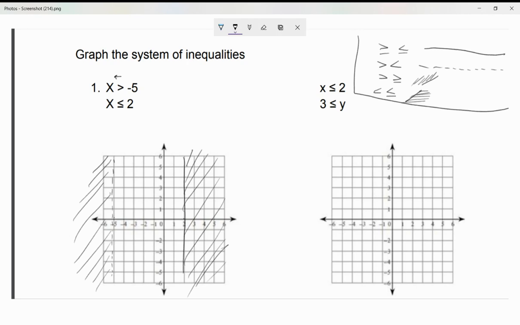Okay, let's do this one. x, 2, same thing, right? It's the same thing, so just do the same as on the previous question. And then 3 is less than or equal to y, so since it's y, we're going to do it on the y axis. Okay, and this one opens up to the right, right? So that means you shade on the bottom.